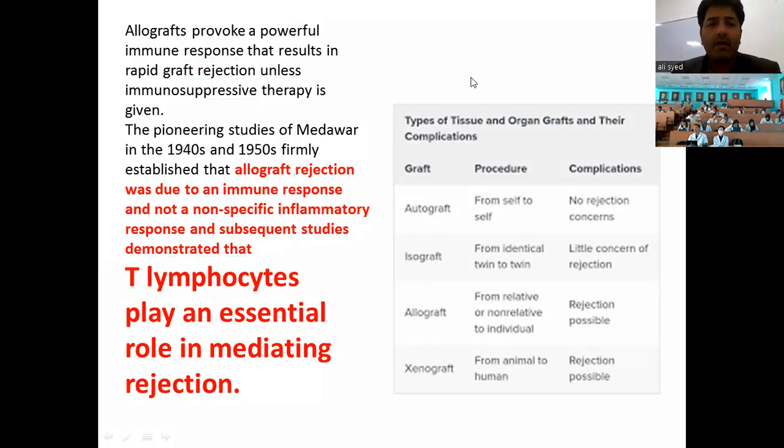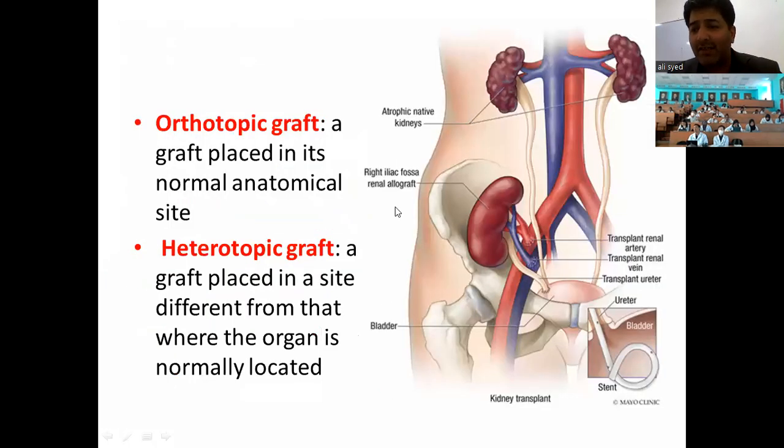Okay. Now coming to the next slide. Now see this slide, everyone. All the students who are listening to me, please see this slide very carefully. Before this slide I told you four types of graft: autograft, isograft, allograft, and xenograft. Now there are two other types of graft. Number one is orthotopic graft. Number two is heterotopic graft.